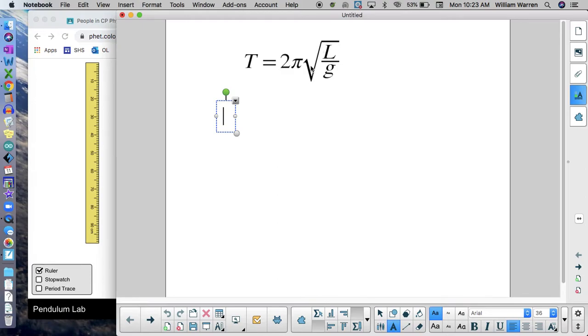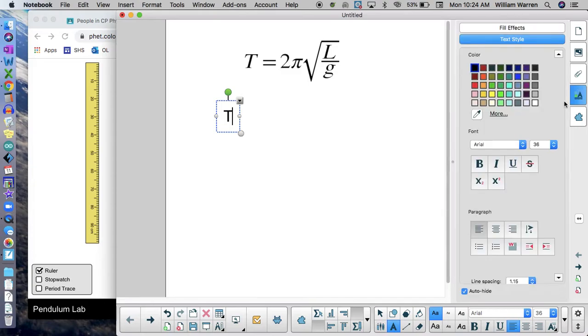The way to get rid of the radical is that the square root of L over g, squared, is just L over g. But if we square this to get rid of the radical, we've got to square everything else too. So we get period squared. Let's just square everything. Period squared equals 2 squared, which is 4, times pi squared. I'm just going to write it because it's easier that way.